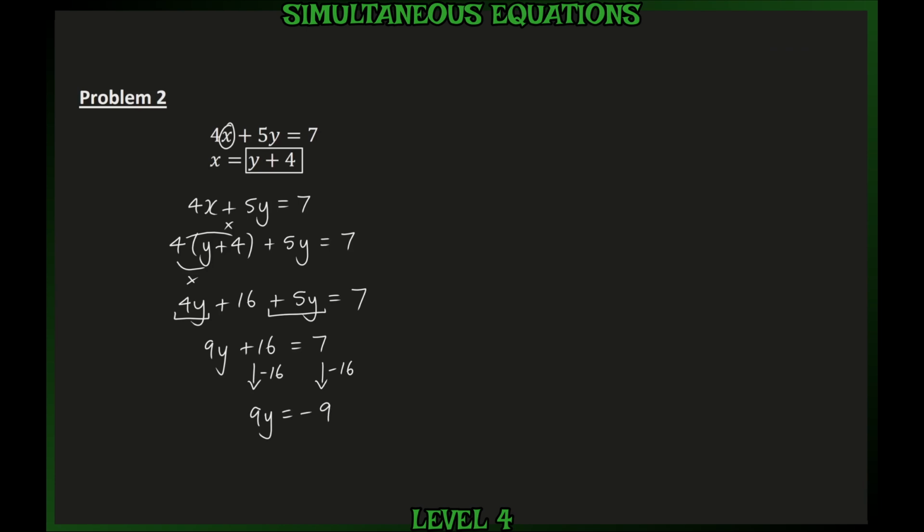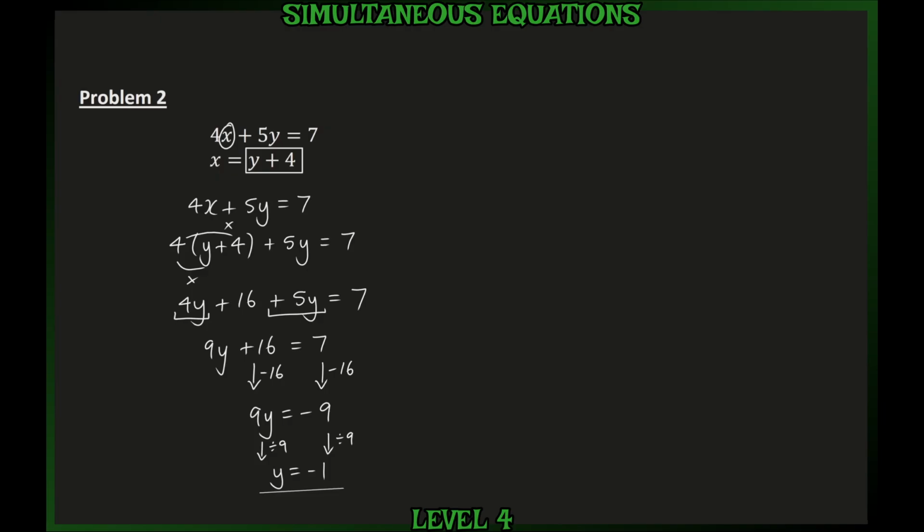We can now remove the times 9 in front of the y by dividing by 9 and doing the same on the right. And on the left, the times 9 and the divide by 9 cancel out to leave us with y, and on the right, minus 9 divided by 9 is minus 1. So y equals minus 1 is the first part of our solution.